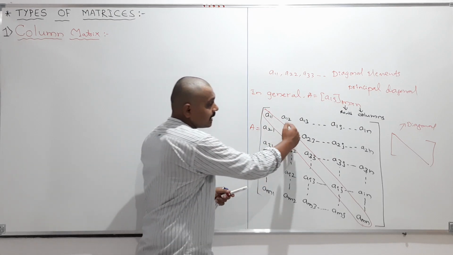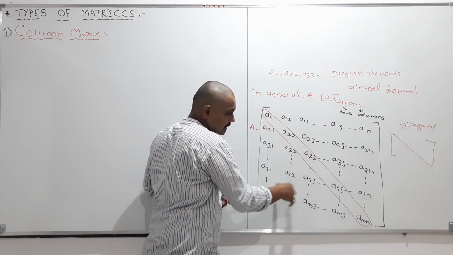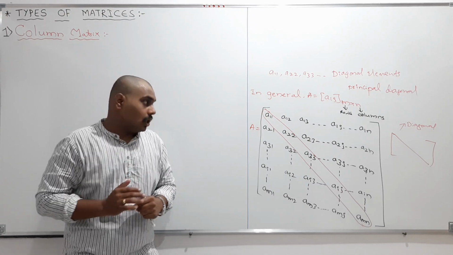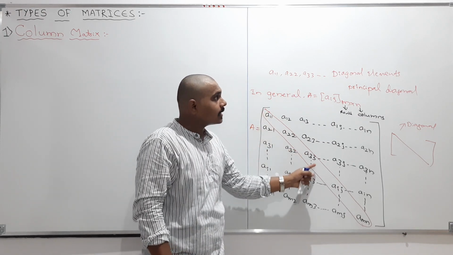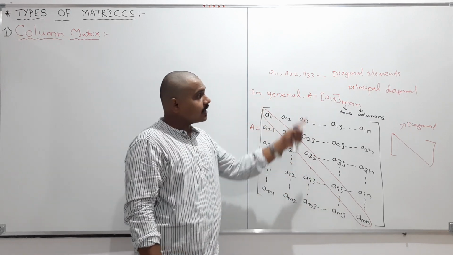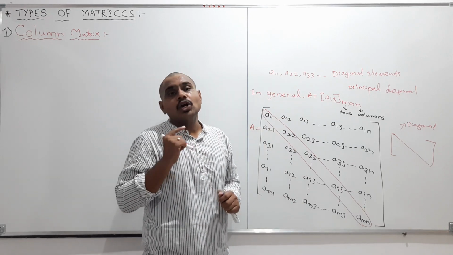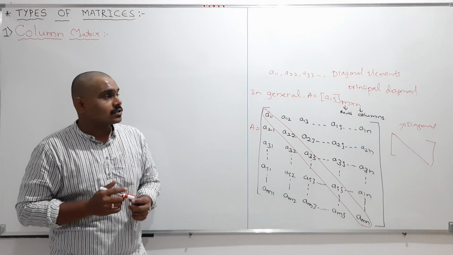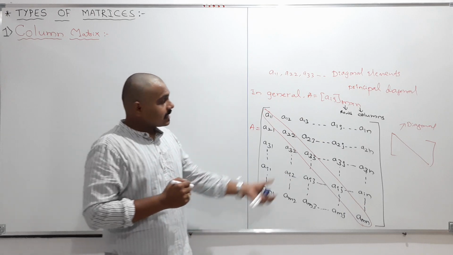And here, the remaining elements except A11, A22, A33, the elements above these values and below these, all these we can call the non-diagonal elements. So what are diagonal elements? A11, A22, A33, these are all the diagonal elements. The line where the diagonal elements lie, we can call the principal diagonal, or the leading diagonal. And the remaining elements we call the non-diagonal elements, or non-principal diagonal elements. So this is the information we should know.